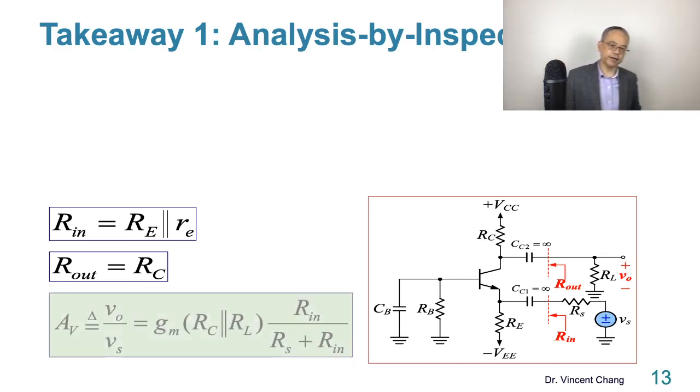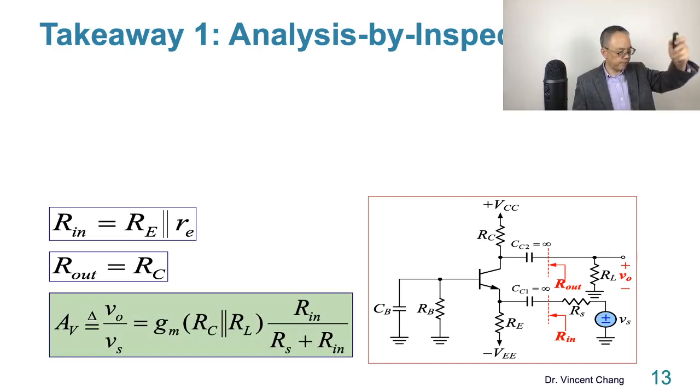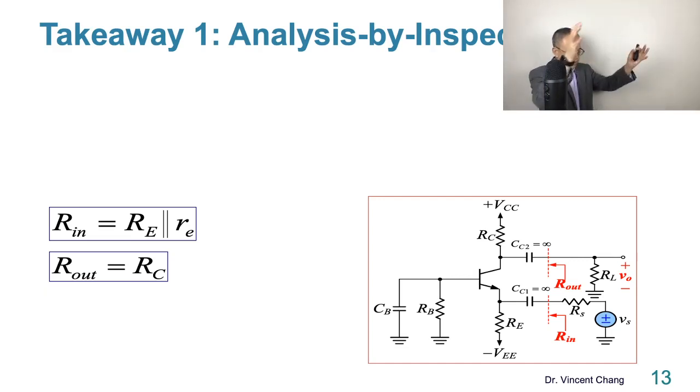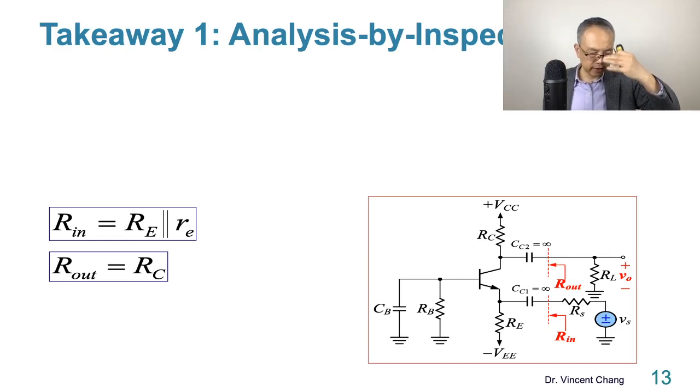What about the voltage gain? It's this, based on Ohm's law and the dividing rule. Just follow my thinking. Negative gm, RC parallel RL, and the Rin divider, RS, Rin. Negative V pi. Negative cancels out negative. This is the answer.